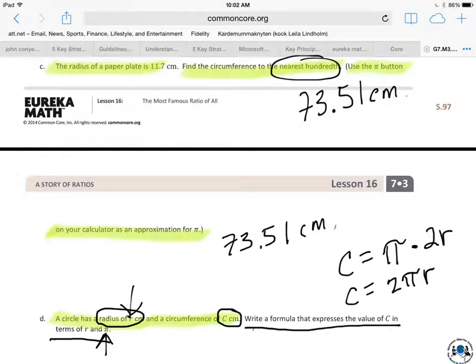Okay, well, here are a few different ways we could have written this formula, and again that expresses the value of c in terms of r and pi. So we're going to have c equals, okay, in both cases. So c equals pi times 2r, because 2r, of course, is diameter, and we know that the circumference is pi times diameter. So in terms of radius, we would need to have 2r, because 2r is going to equal diameter.